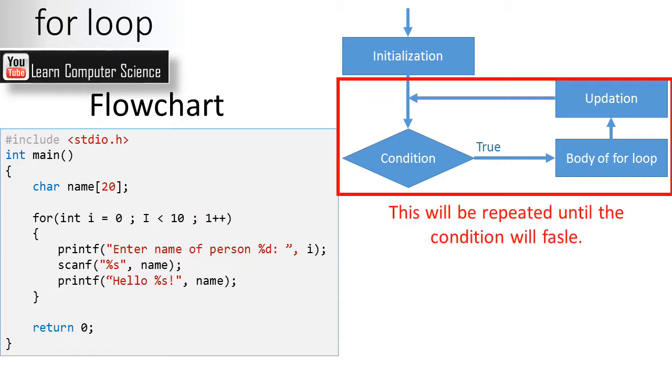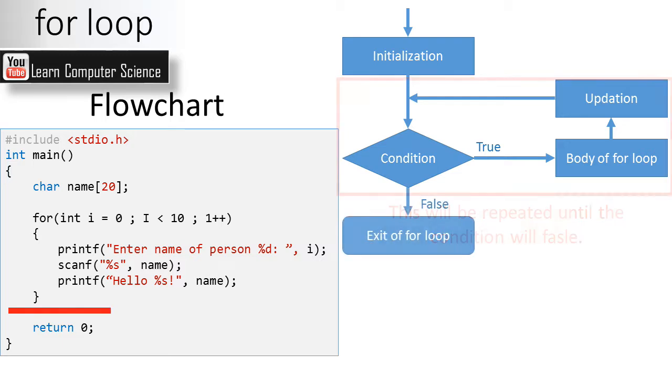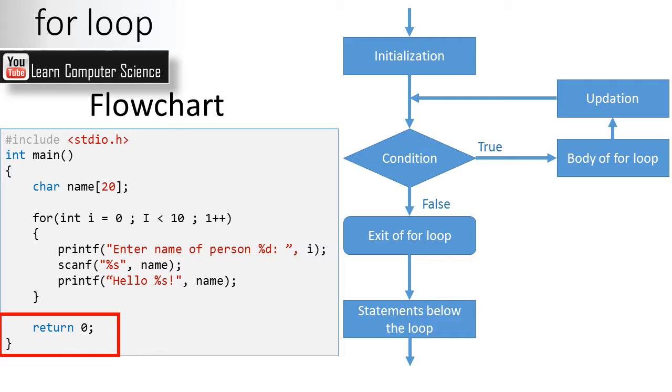If the condition is true again, it will repeat the statements of the body again. In our case it will be repeated 10 times. And when the condition is false, it will exit the loop and go outside the body of the loop, and then it will execute the next statements of the program. So that was the complete working of the for loop.